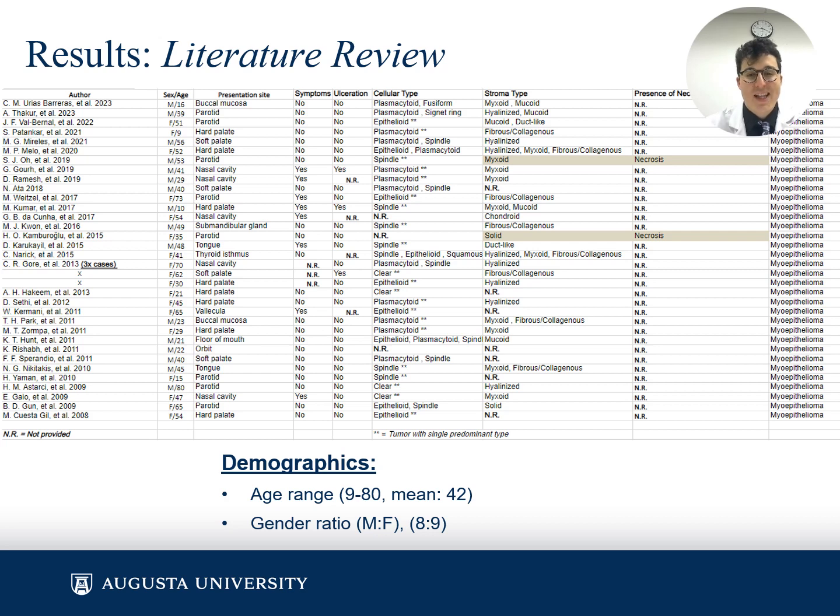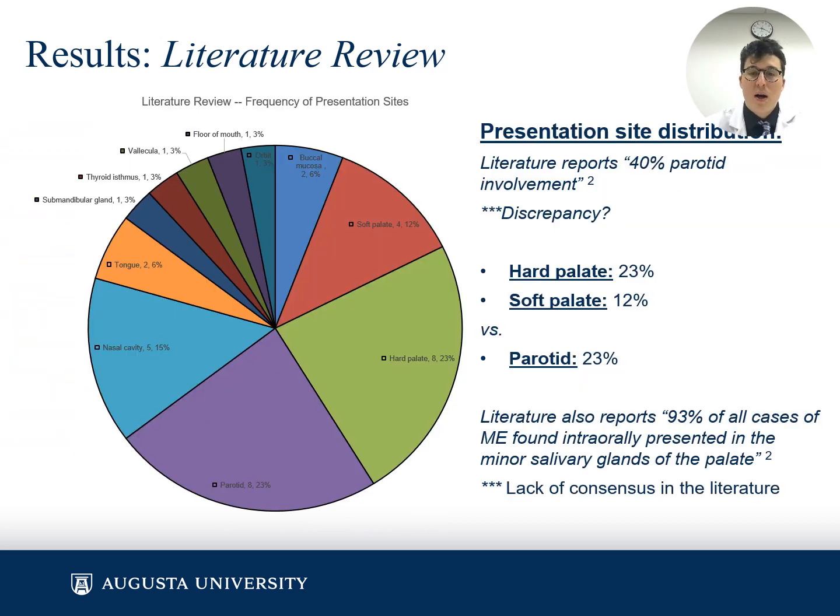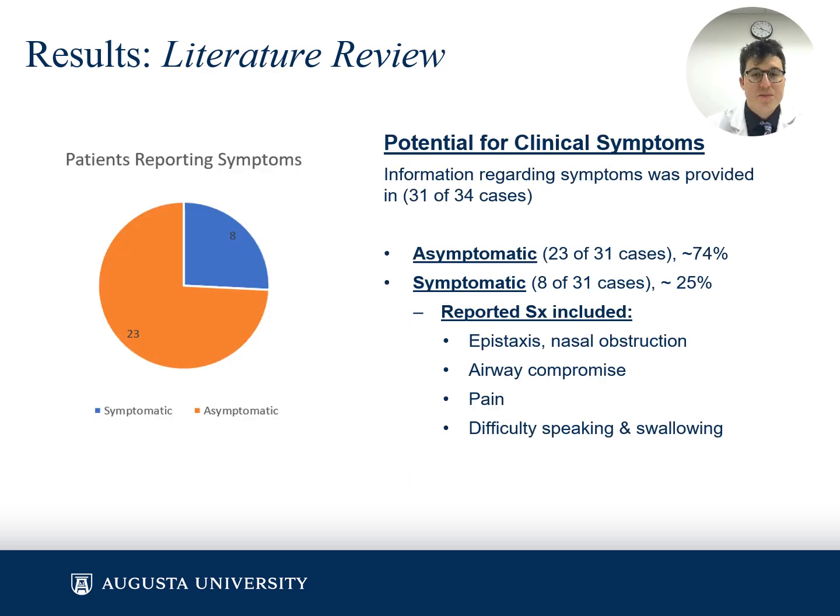With regard to our literature review, you can see the demographics are similar. The age range is slightly wider. The palatal sites exceeded the parotid sites in our literature review, combined 35% compared to a parotid 23%. The literature reports 93% of cases of myoepithelioma found intraorally presented in the minor salivary glands of the palate. So there's some discrepancy in the literature as well, and I attributed this to the rarity of the tumor class.